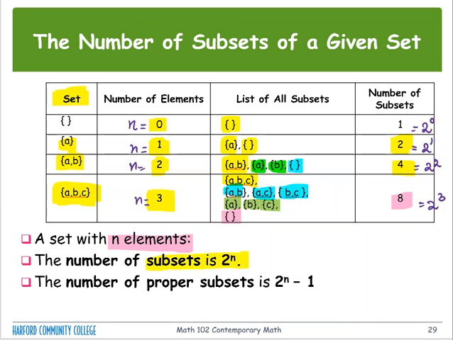But if we look for the number of proper subsets, that means we have to take away one of them, because a proper subset has to be smaller than the original set. Therefore, we skip the one that looks exactly the same as the original set. If you take away 1, it becomes the number of proper subsets.